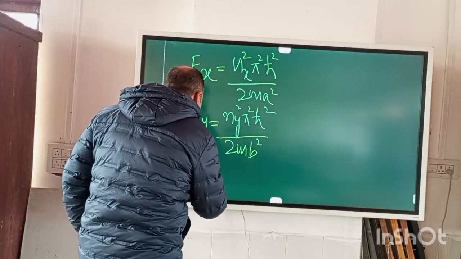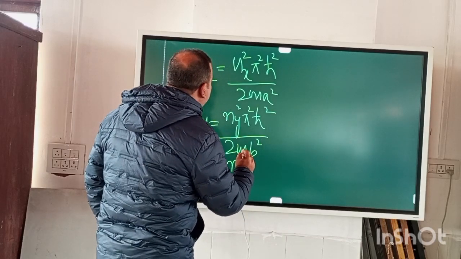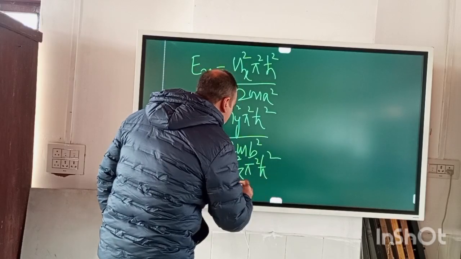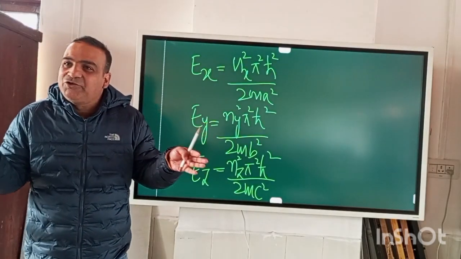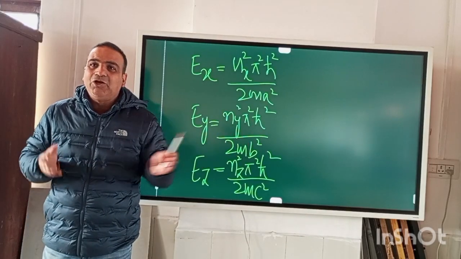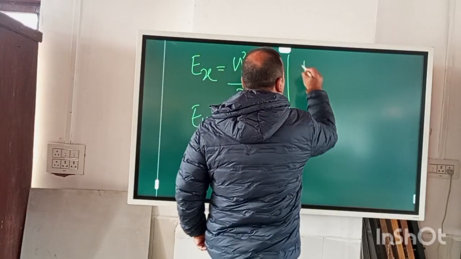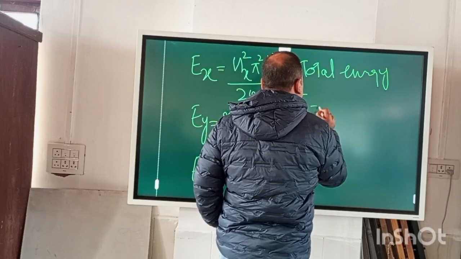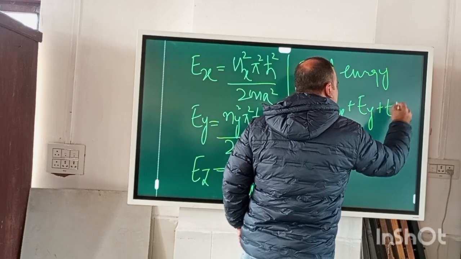What will be Ez? Ez will be equal to nz square pi square h bar square by 2mc square. Clear? So what will be the total energy of this particle? Energy is simply a scalar quantity. So I can add up all the three energies to calculate the total energy of this particle. So the total energy E must be equal to Ex plus Ey plus Ez.